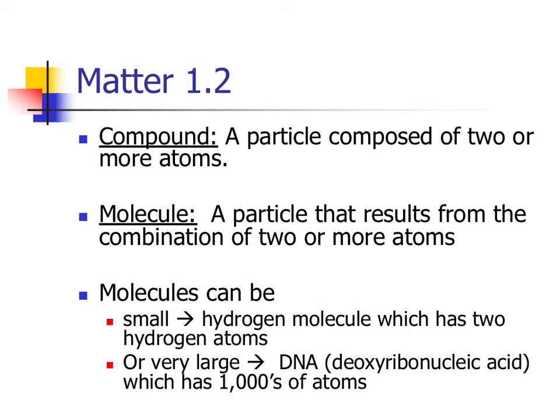Compounds. 2 or more atoms. Now this is where science and especially chemistry gets to be confusing. Because I talk about a compound, and by definition, a particle composed of 2 or more atoms. Okay. But then you look at a molecule, by definition, a particle that results from the combination of 2 or more atoms. What's the difference?